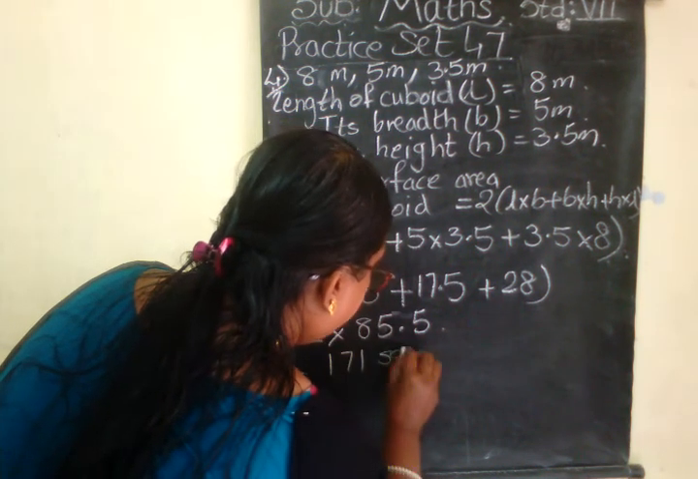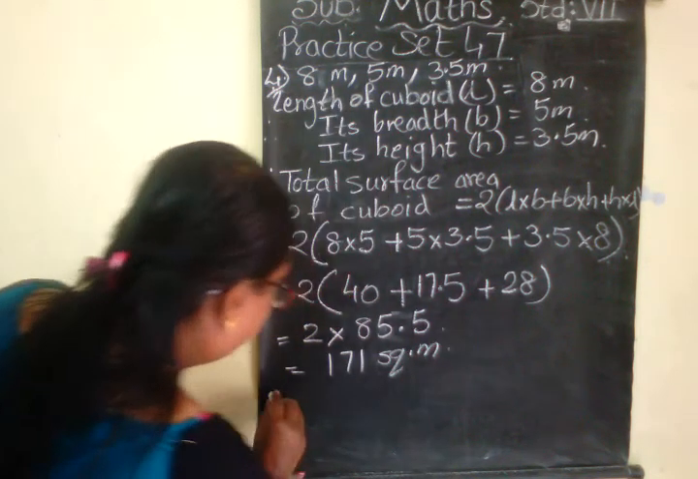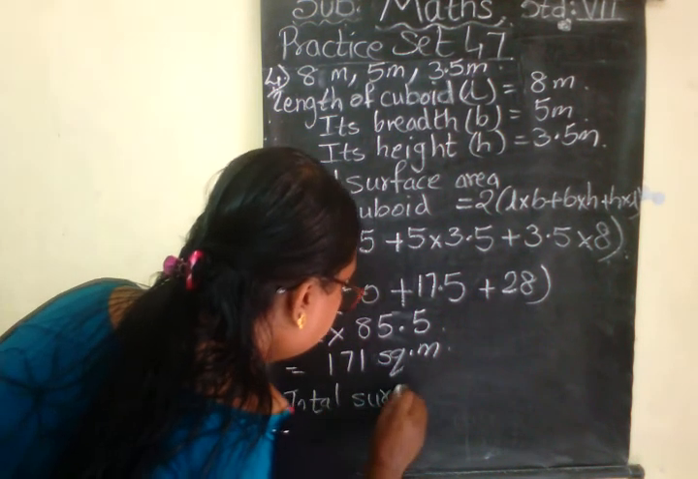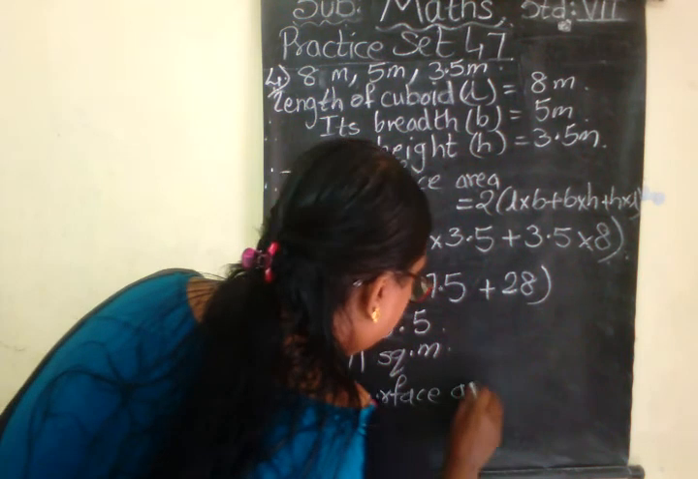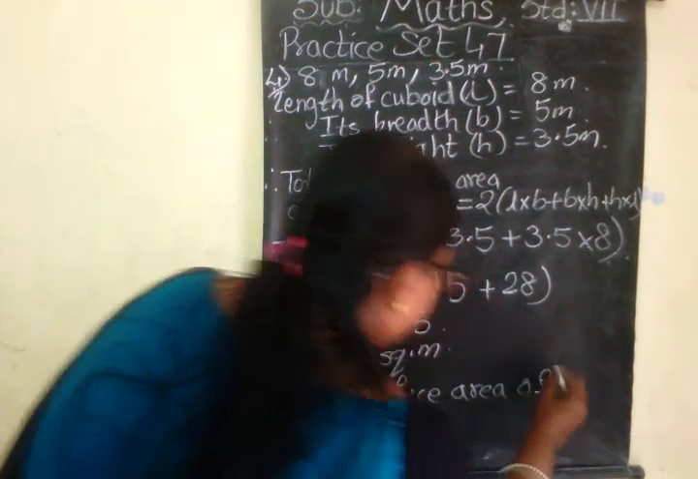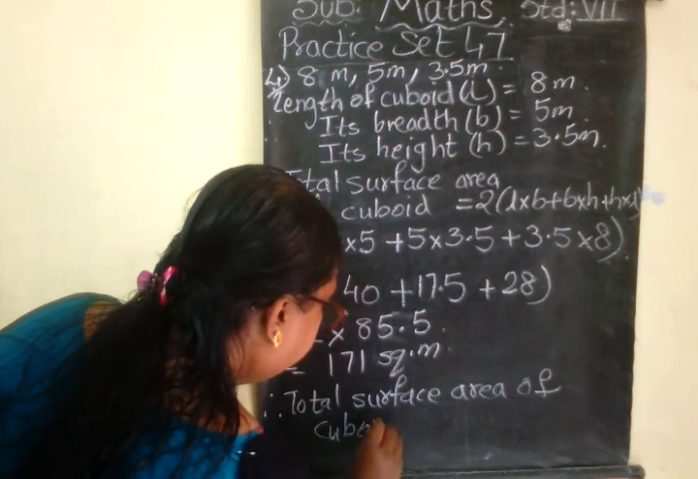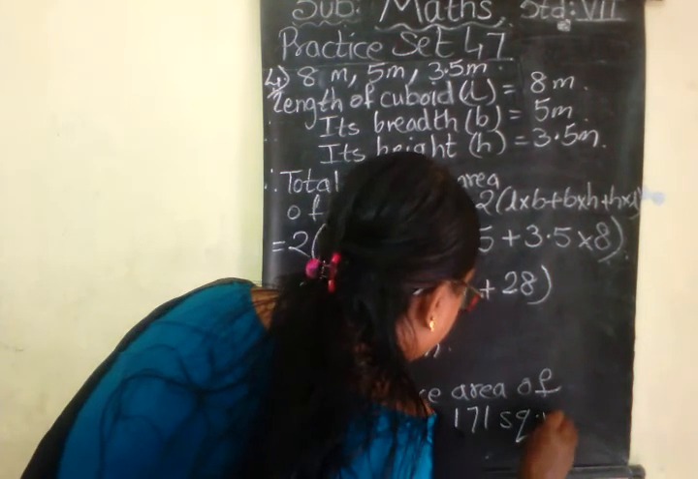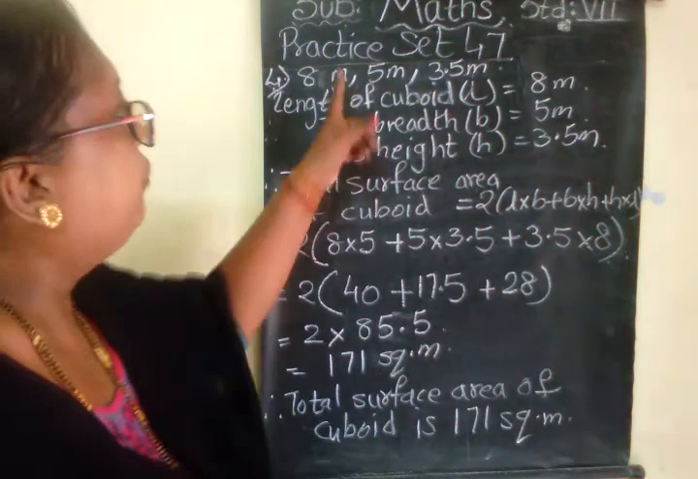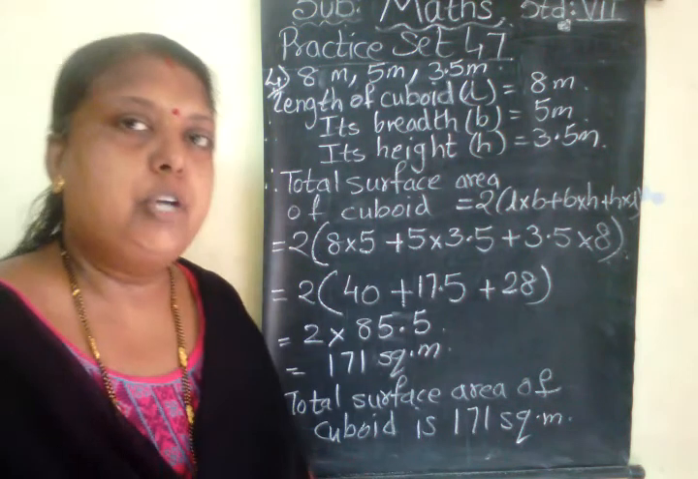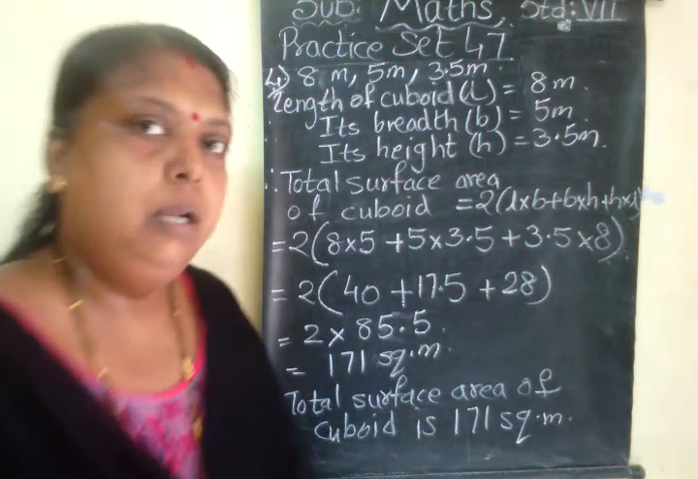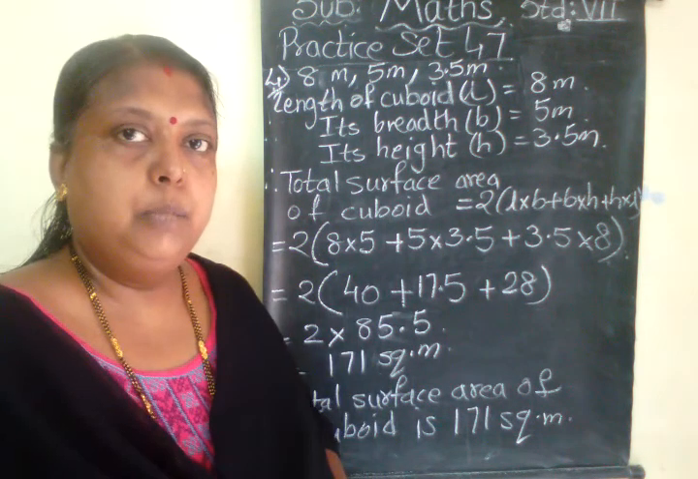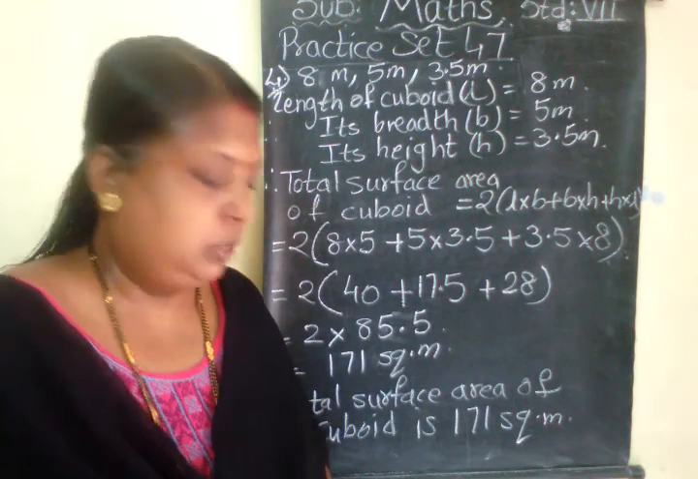And this gives me the answer 171, exactly 171 square meter. So therefore total surface area of cuboid is 171 square meter. So this is your fifth sum. Means if a decimal point comes, you have to multiply accordingly and give the decimal point to your answer. So after this, I will write down the homework on the board and then we will conclude the lecture.